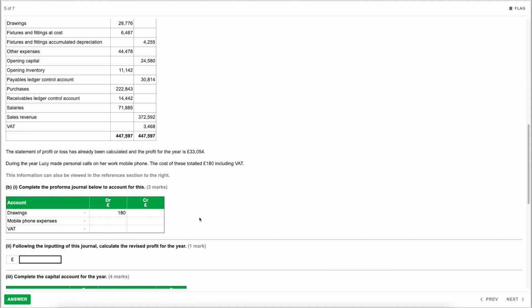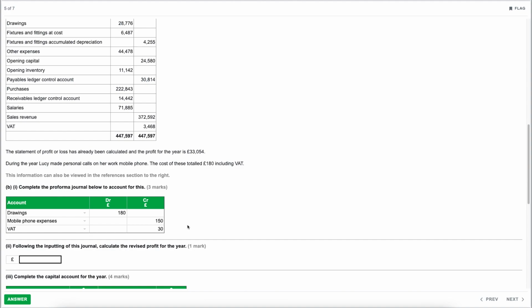We would then credit our mobile phone expenses to reduce these down. Because these were for personal calls, we don't want to be showing the expenses as high as they currently are because they're not business related. So we need to remove those. Originally they would have been debited as it's an expense. Therefore, to remove them, to reduce the account balance down, we need to credit it. And this would be for the net amount, so that would be 150. And then the VAT on £150 would be £30. So we would credit VAT for £30.